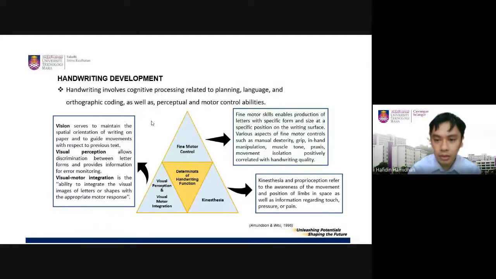Seterusnya vision, ataupun penglihatan kanak-kanak tersebut. Penglihatan kanak-kanak tersebut akan membolehkan kanak-kanak tersebut maintain spatial orientation on writing paper. Penglihatan tu membenarkan kanak-kanak tersebut untuk menulis di atas garisan yang sepatutnya. Okey, kemudian seterusnya visual motor integration, yang mana visual motor integration ni melibatkan visual perception dan juga motor abilities ataupun motor skills.